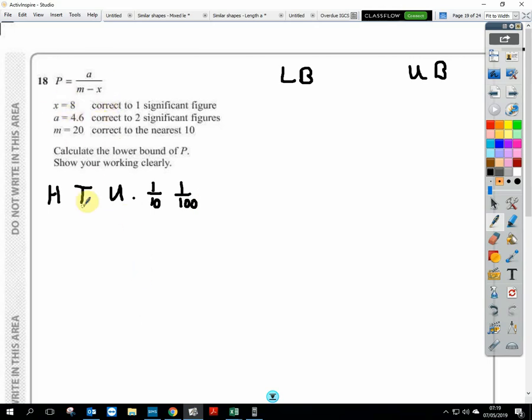What you do is you half the value of the column. Now the value of the units column is 1. If you half 1, that gives 0.5. So it's allowed to be 0.5 either side.